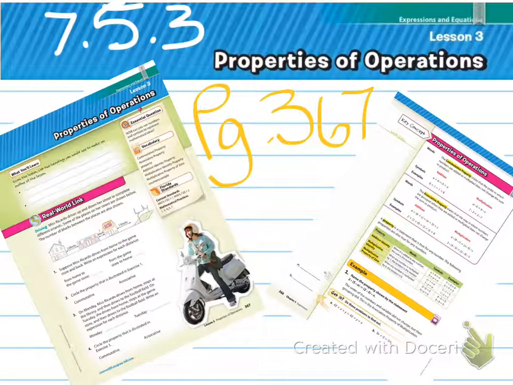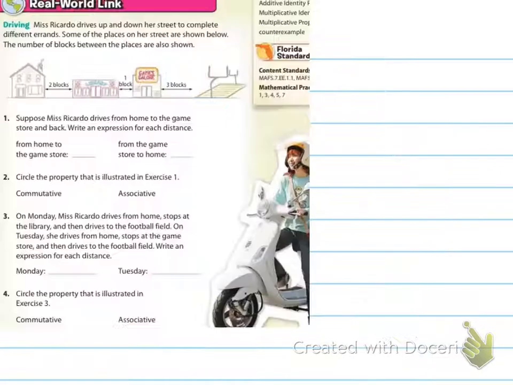All right, hello. It's 7.5.3 Properties of Operations, and that starts on page 367. Write that all down. Pause if you need to.